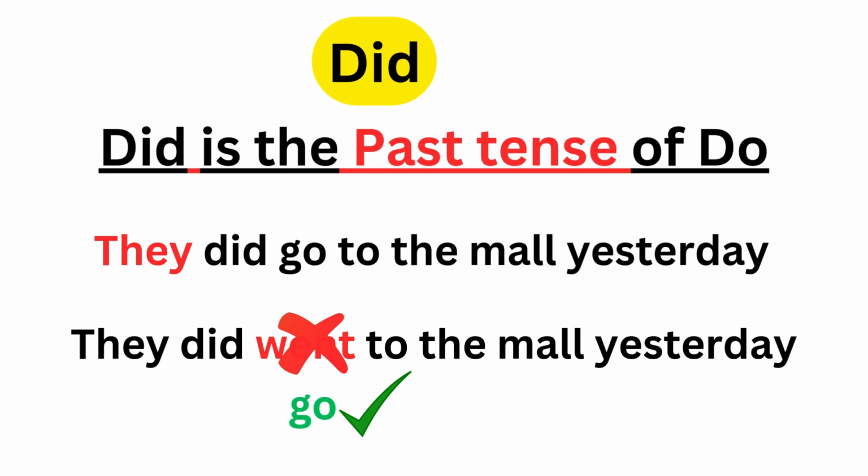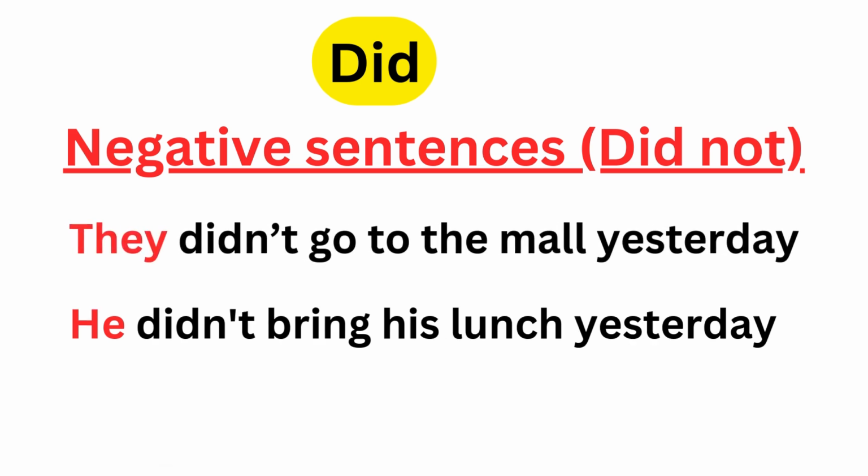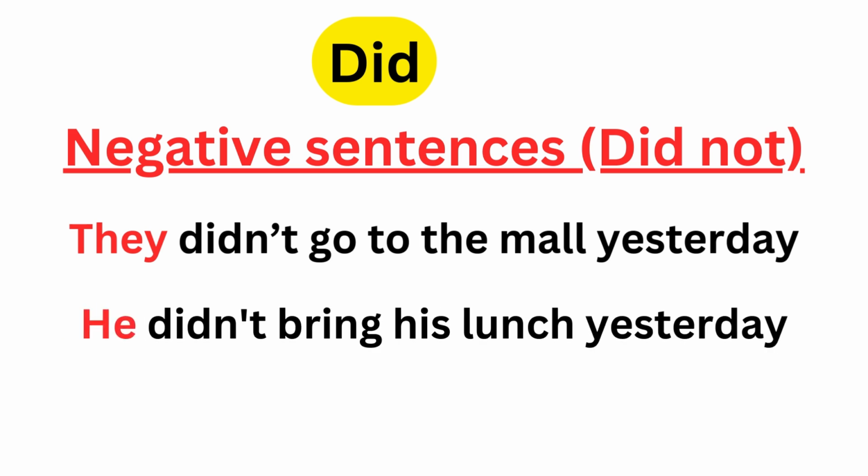Did is used in negative sentences by adding not, did not or didn't. Example: they didn't go to the mall yesterday. He didn't bring his lunch yesterday.